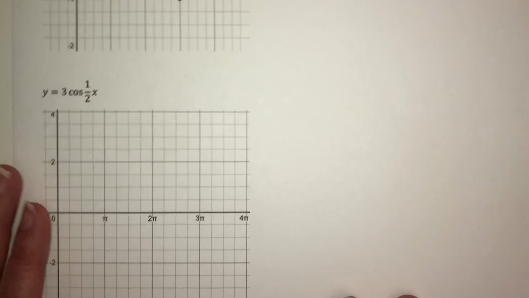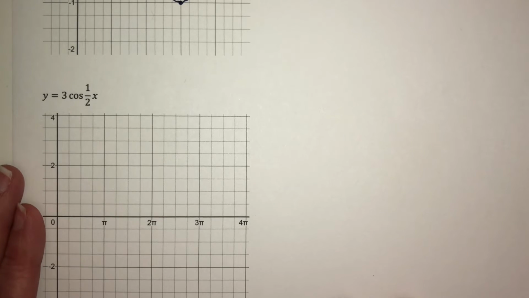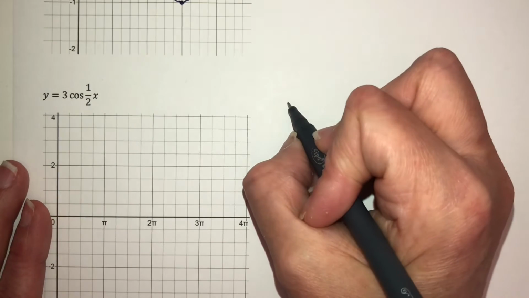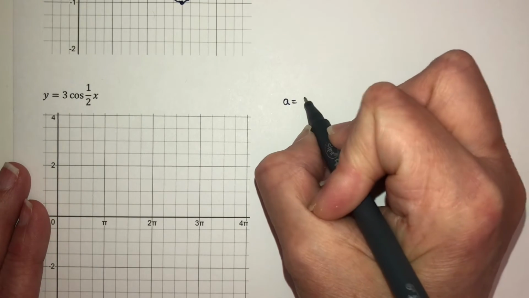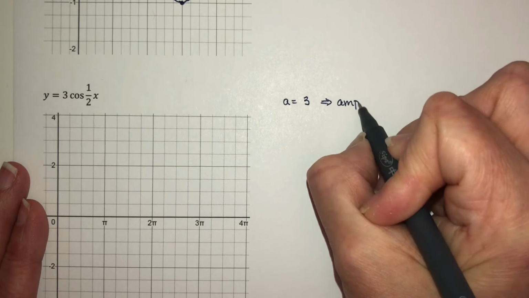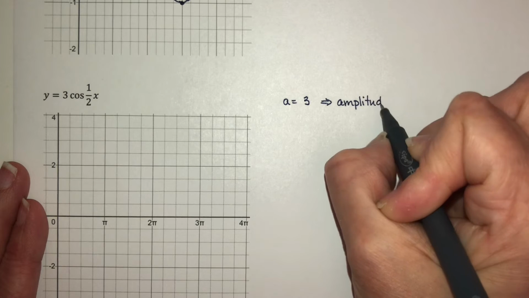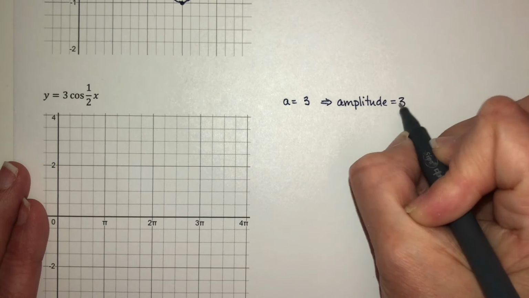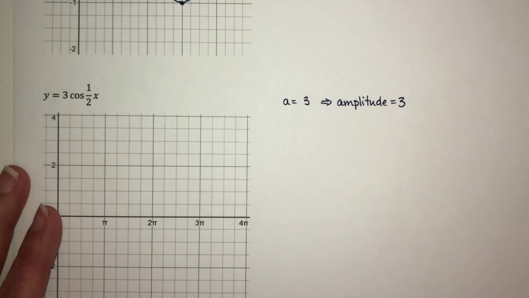Okay. Now let's do y equal to 3 times cosine of 1/2 x. In this case, our a value is 3. So that means our amplitude is equal to 3. So that means on our 5 major points, wherever I have a 1, I'll be putting a 3. Wherever I have a -1, I'll be putting -3.